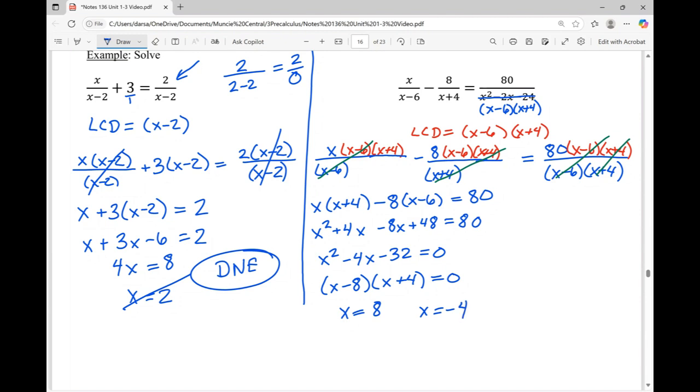But remember, in a rational, you always want to check your answers. So if I take 8 and plug it into these denominators, 8 minus 6, that's not 0. 8 plus 4, that's not 0. And okay, so that one's a good answer, but look at the negative 4 in this one. What is negative 8 divided by negative 4 plus 4? That would be negative 8 divided by 0. So negative 4 is an extraneous answer, and our only answer to this question will be 8.